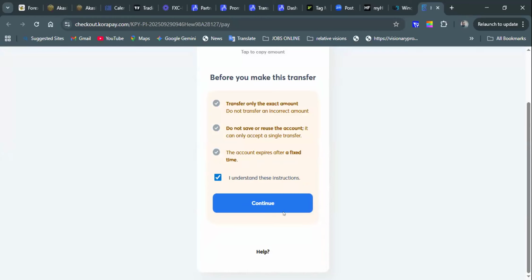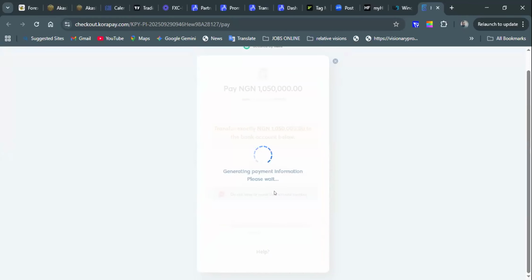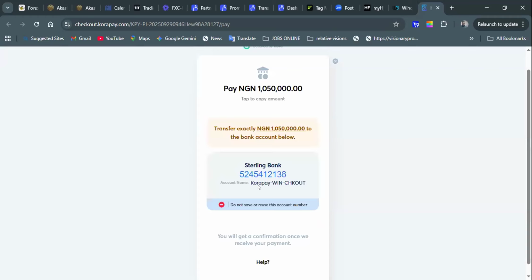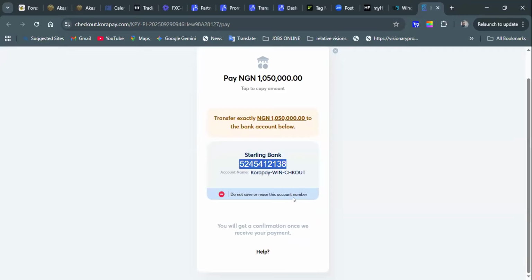So we click on this, then it brings up an account. And here we go, it's now fully represented. Pay, Sterling Bank, copy, paste, and then you pay. Please don't use this one. It might give you a different account when you're doing yours, so don't use what you're seeing here. Click on it the way we did it, then follow through.